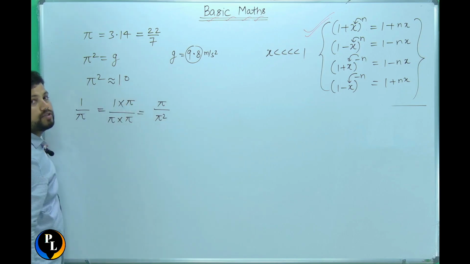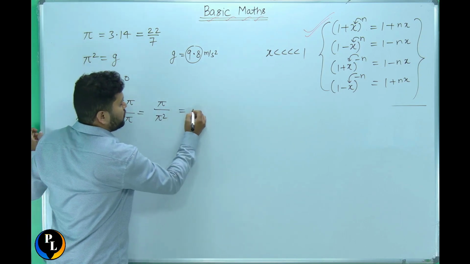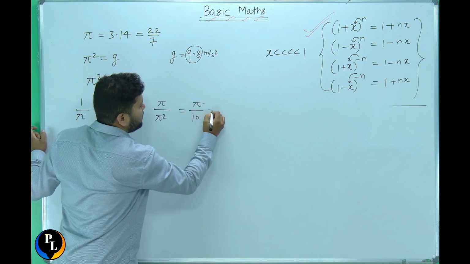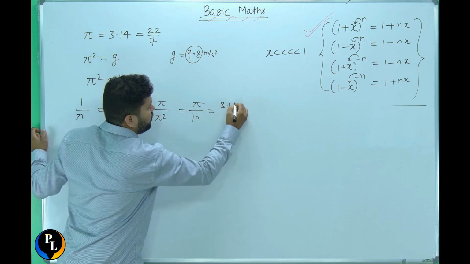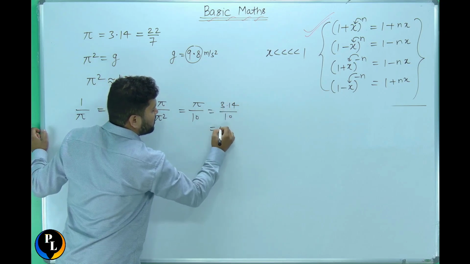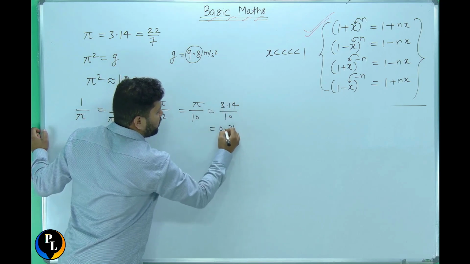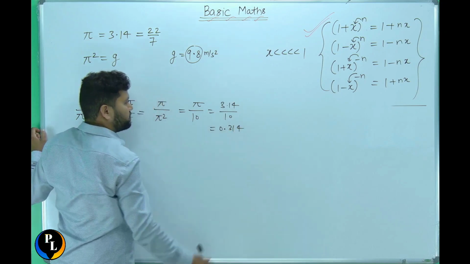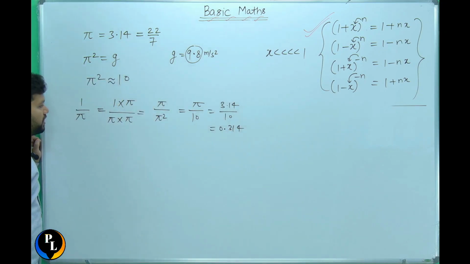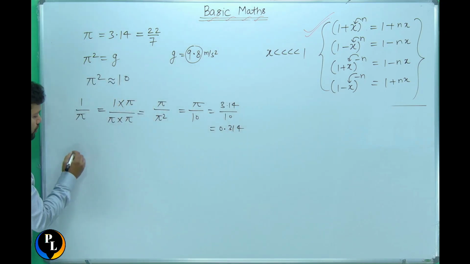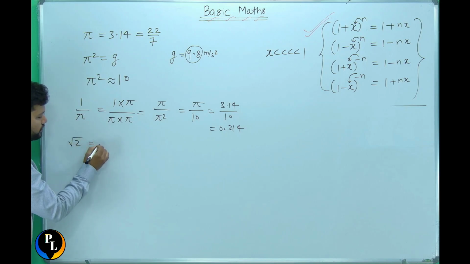And pi square, as I told, is 10. So it will be pi by 10, and as we know this is 3.14 and this is 10. So finally our answer is 0.314.